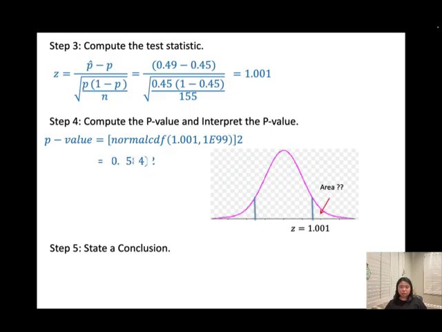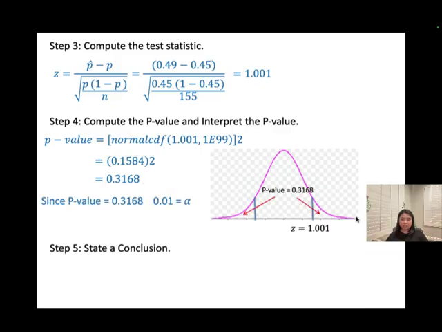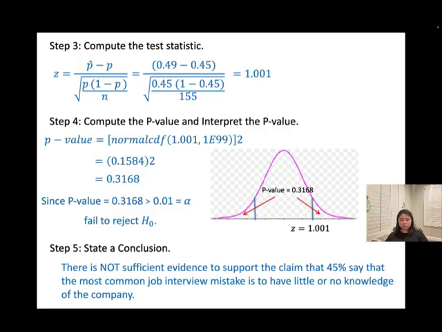Use your calculator. You're going to get 0.3168. And we compare with your significance level. Obviously the p-value is really big. It has to be greater than the significance level. That will be fail to reject the null hypothesis. There is not sufficient evidence to support the claim that, and then you copy the claim statement: 45% say that the most common job interview mistake is to have little or no knowledge of the company.